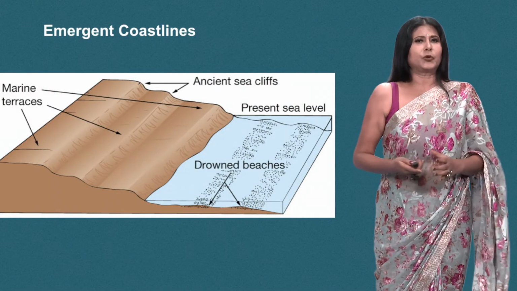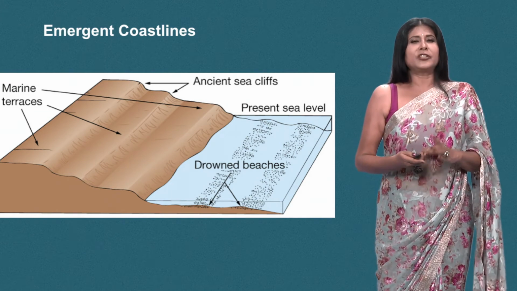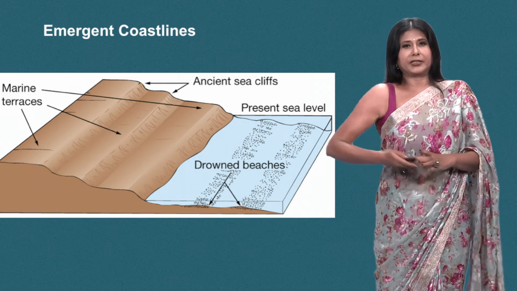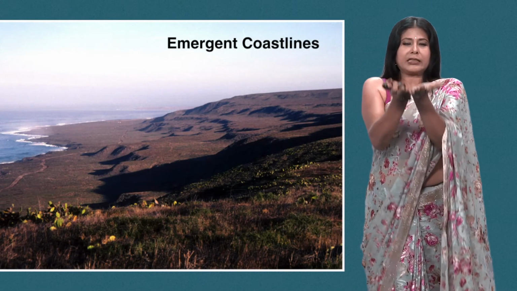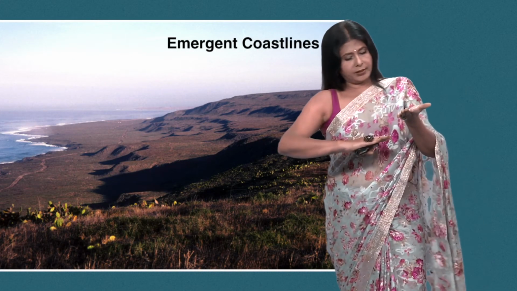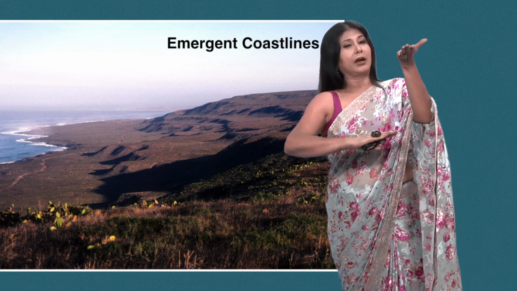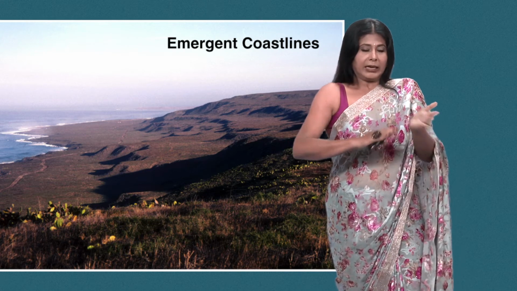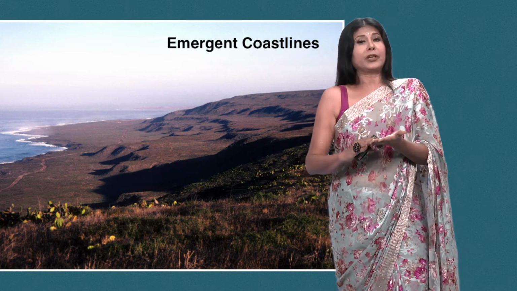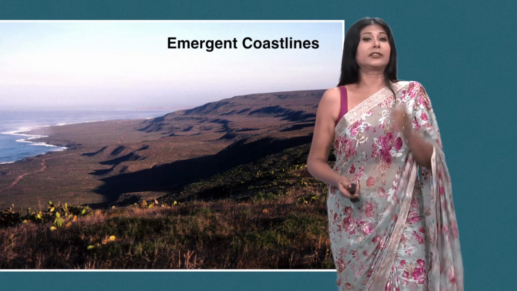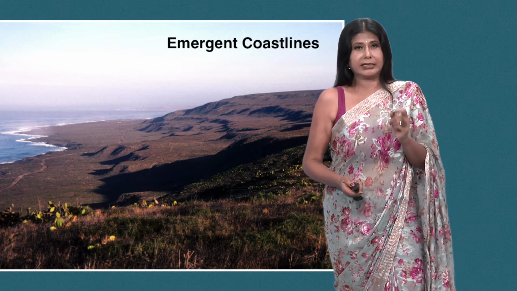Then emergent coastline. Emergent coastline shows different characteristics. So a coastline is coming up from the sea level. So here is the sea level and it is coming up. So each time it comes up, it creates a terrace. It could be coming up due to several reasons, but tectonic is the most important reason.